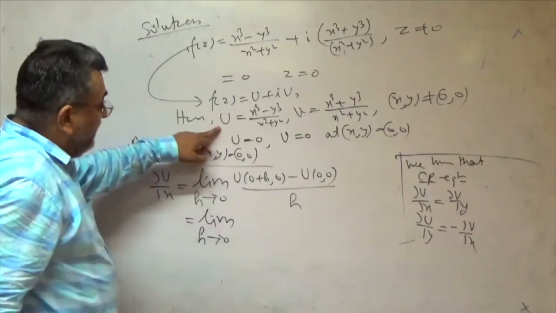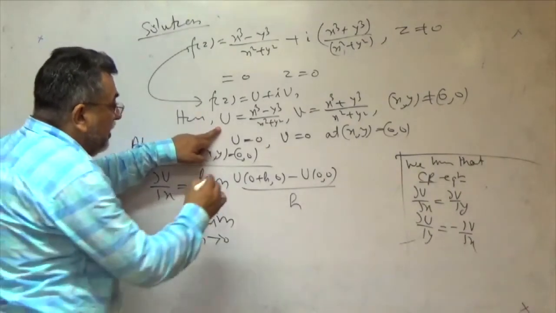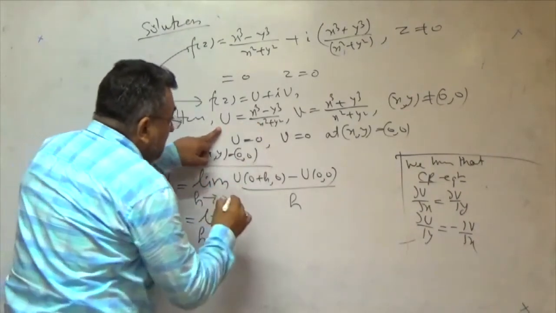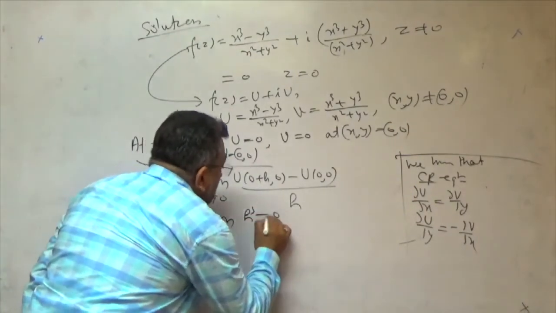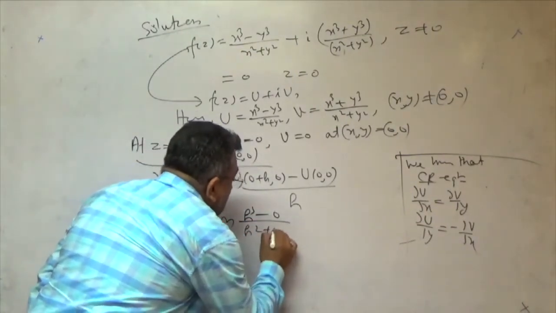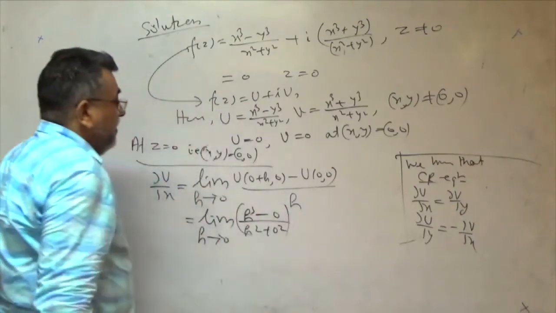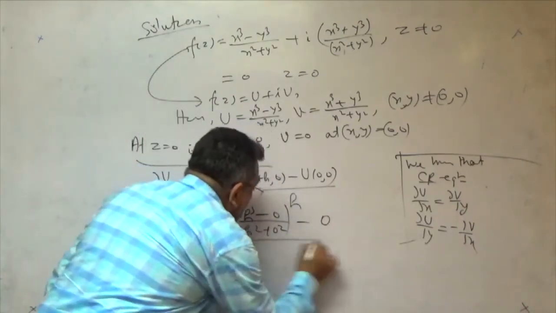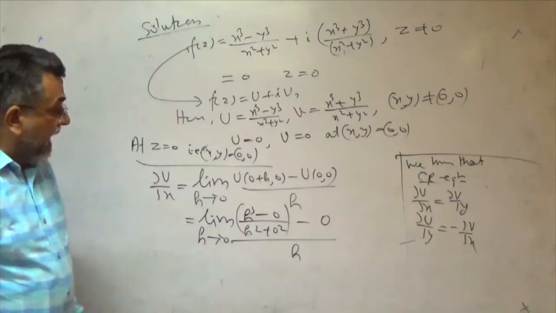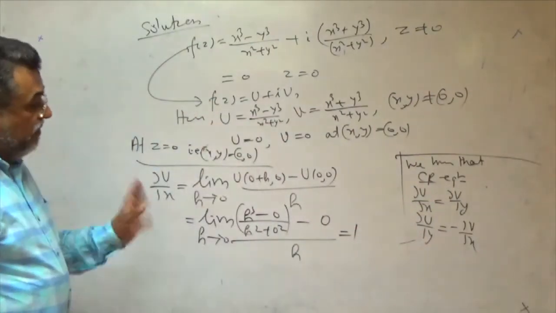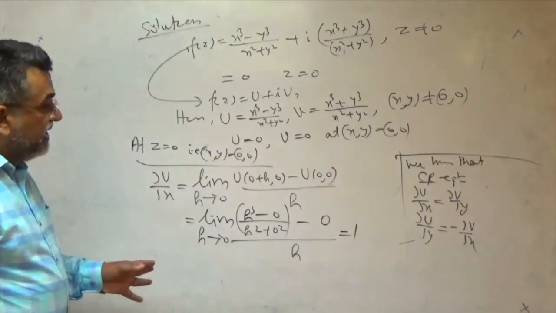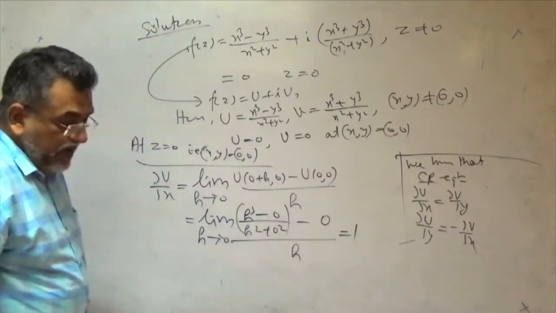So from here, u(h, 0) means you put x equal to h and y equal to 0. So we have h cube upon h square plus 0 square, and u(0, 0) is given as 0, upon h. h square is cancelled out. Finally we get 1. This means the partial derivative del u by del x exists and its value is 1.